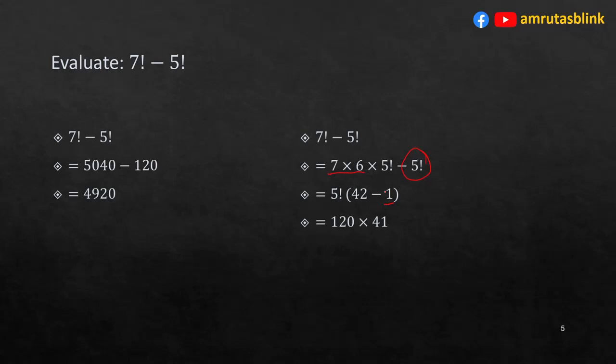Now we know that 5 factorial is 120 and 42 minus 1 is 41. So 120 into 41, which is equal to 4920. So in either way you can calculate the value of 7 factorial minus 5 factorial. I hope you have understood the standard method where we split the numbers up to the smaller factorial.